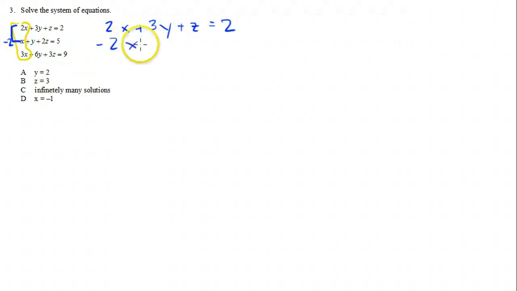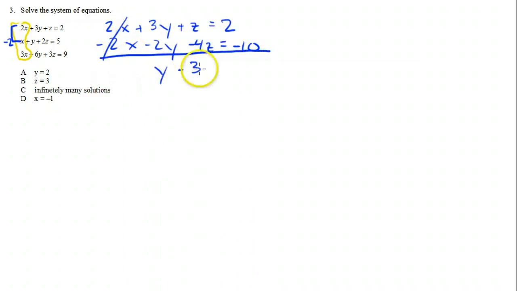So -2x minus 2y minus 4z is equal to -10. And when I add those together, now my x's are eliminated like I wanted. So I get y minus 3z is equal to -8. And again, I like to label them so I can find it later on.